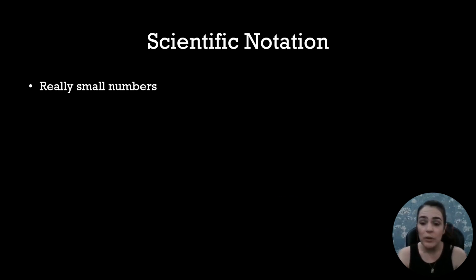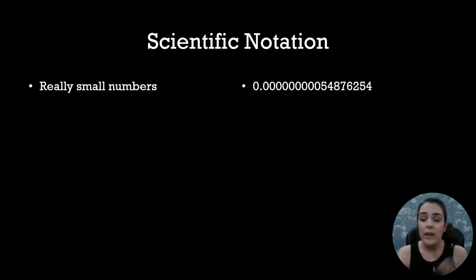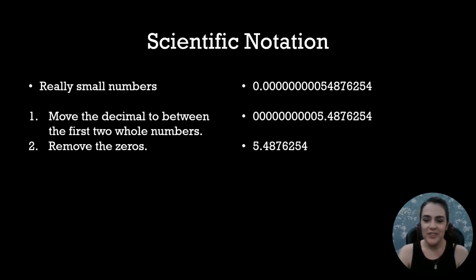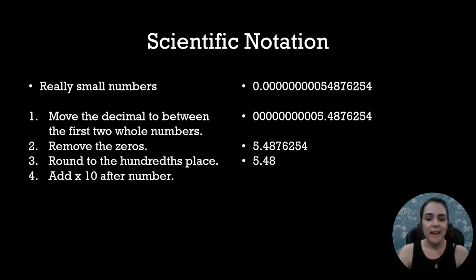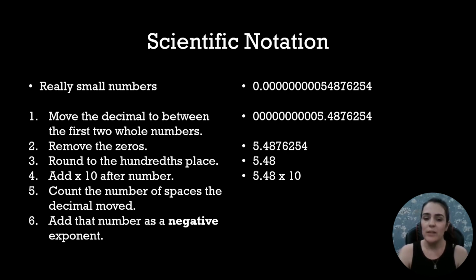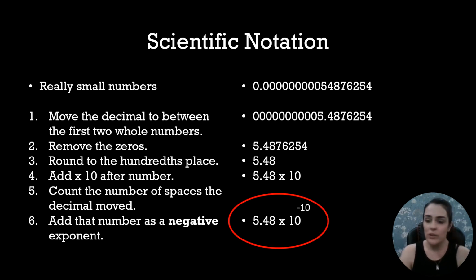The last really small number example, wow, that is a very small number. Move the decimal to between the first two whole numbers, remove the zeros, round to the hundredths place, add times 10, count the number of spaces that the decimal moved, and add that number as a negative exponent. Remember, very small numbers, numbers that are less than 1 get a negative exponent. And there's your answer.